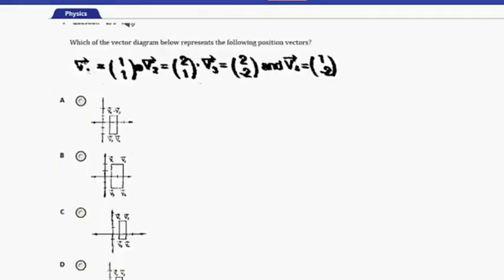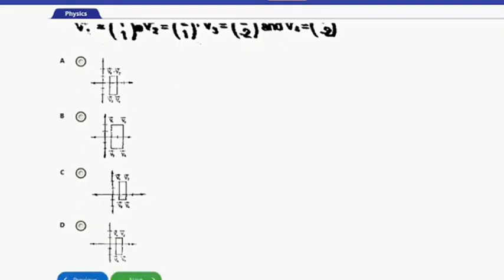So guys, the next question we have here is question number 2. It says, which of the vector diagrams below represents the following position vectors? Alright, so we have here V1, 1 on 1, V2, 2 on 1, V3, 2 on negative 2, and V4, 1 and negative 2. So guys, take note that these are the distances in the X and Y regions. So if we check the diagrams below here, alright, let's look at this fully.